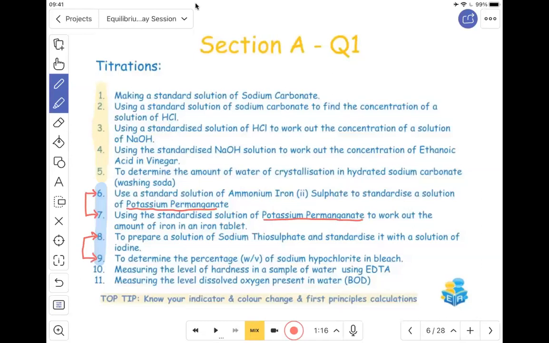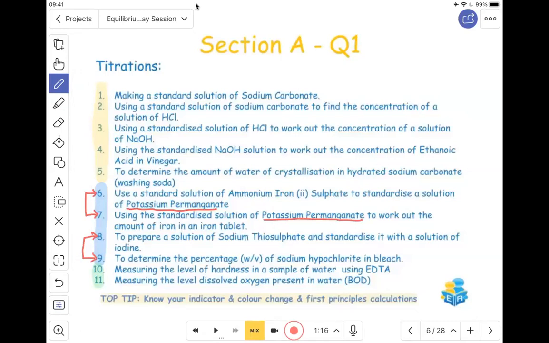The last two then here, 10 and 11 on the bottom, I'll highlight them in green for you. These are your water titrations. So in your water titrations then, you have the EDTA, which is measuring water hardness, and BOD, which measures the dissolved oxygen present in the water.